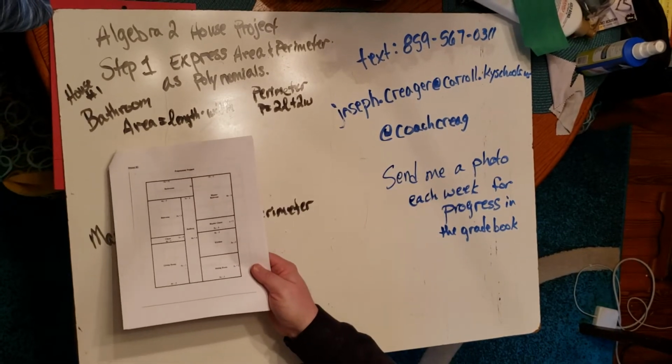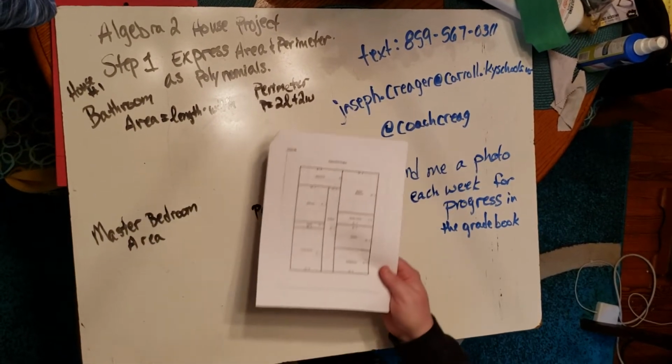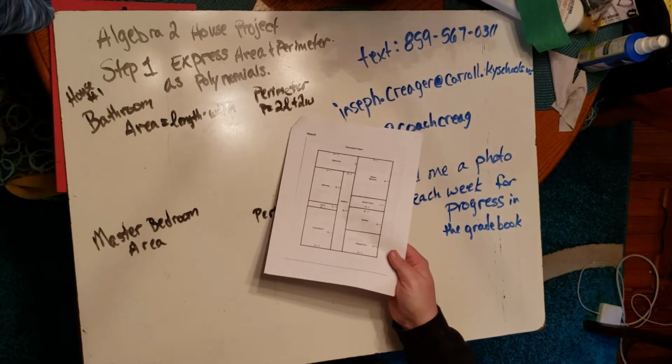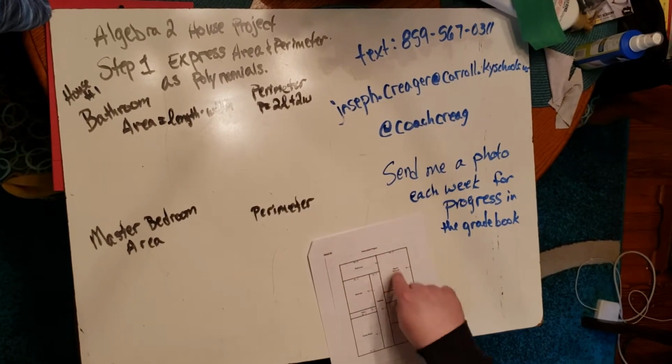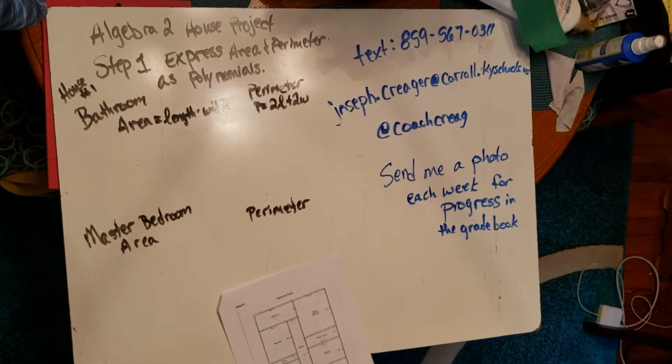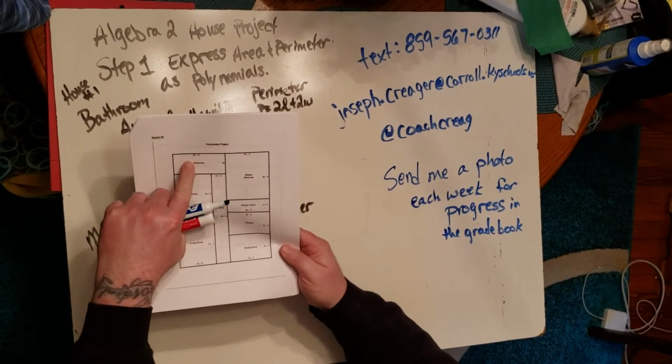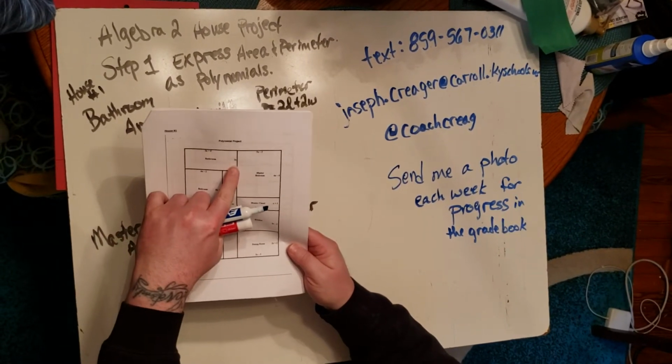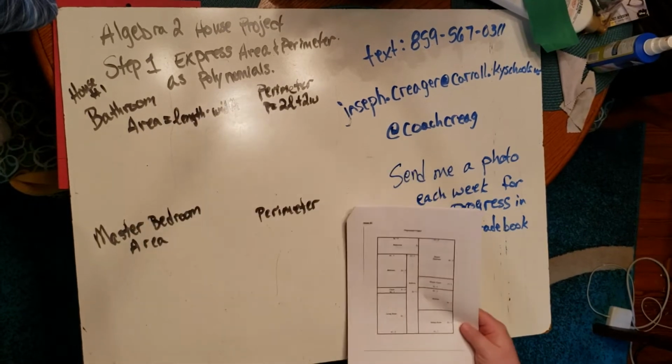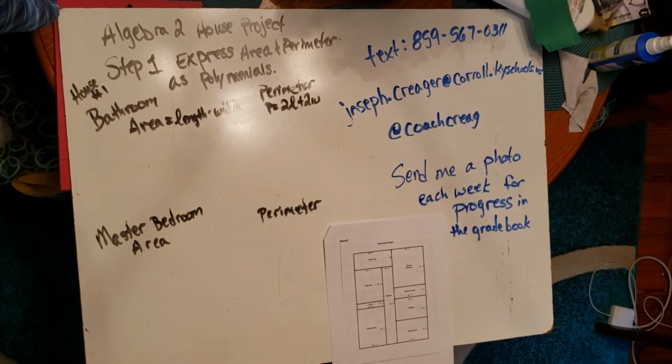The way we find area is we multiply length times width. For perimeter, it's twice the length plus twice the width, or just the distance around. So we're going to look at the first room here, the bathroom, and it's 3x plus 5 and 2x. Those are the quantities that I'm giving you inside of that figure.